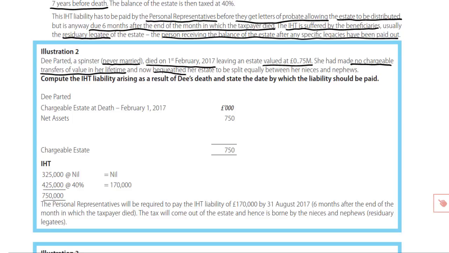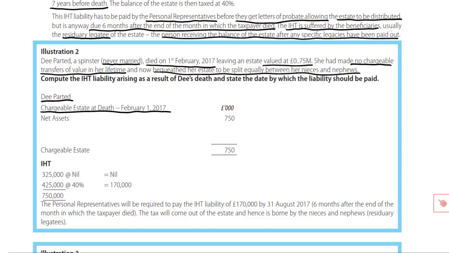She has bequeathed her estate to be split equally between her nieces and nephews, so no residual legatee. Each of the nieces and nephews will bear their own share of the total tax due on the estate at death. So a very simple exercise. Who are we dealing with? Young D here. In an exam question, we would have to list out the content of the chargeable estate at death, and we state the date of death there. Chargeable estate at death, February the 1st, 2017.